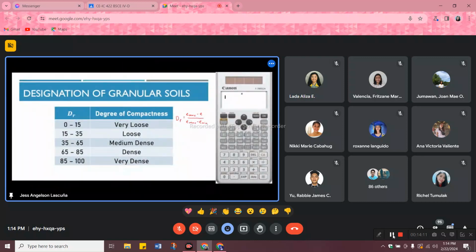So what does that mean? What does it mean if it is very dense? It is the degree of compactness based on the formula here, and in your visualization. It is not enough that we know the formula. We should know why the definition is what it is.